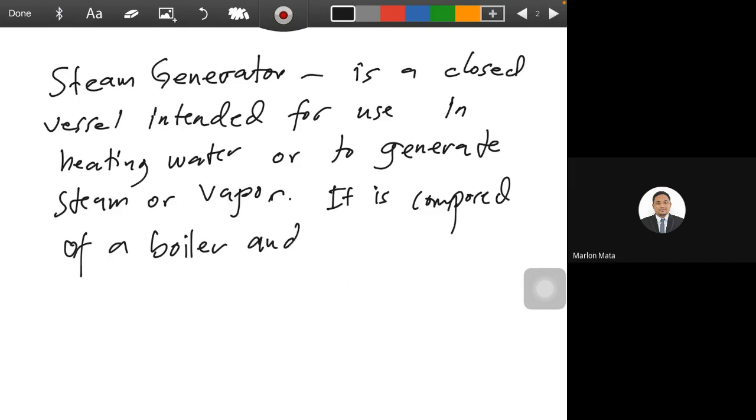Technically, a steam generator is a combination of a boiler and a furnace, but normally we refer to this as the commonly known boiler. We do not refer to it with the furnace. But technically, it should be boiler and furnace to become a steam generator. The furnace is the place wherein fuel is fed to produce heat, or fire, so that it will be transferred to the boiler, then it will produce steam.